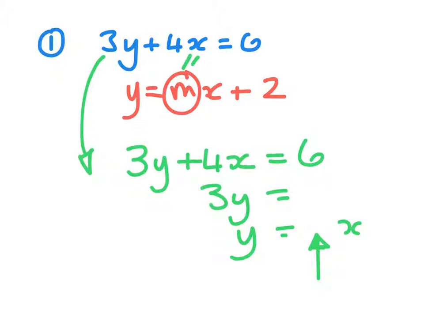So take the 3y plus 4x equals 6, take the 4x over to the other side, divide by 3, this gradient here will give you the parallel gradient, and then you know how to work out the perpendicular one.